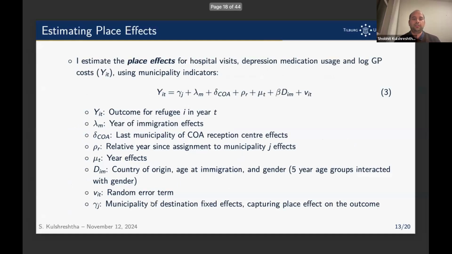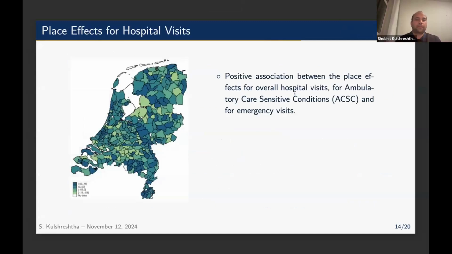Now, coming to the results. What I do is regress their healthcare utilization measure on municipality dummies, because these are the location effects that I want to find. Also, obviously, I control for a bunch of demographic characteristics, the same characteristics that I controlled for when I tested the assumption. And this is the map that I find.